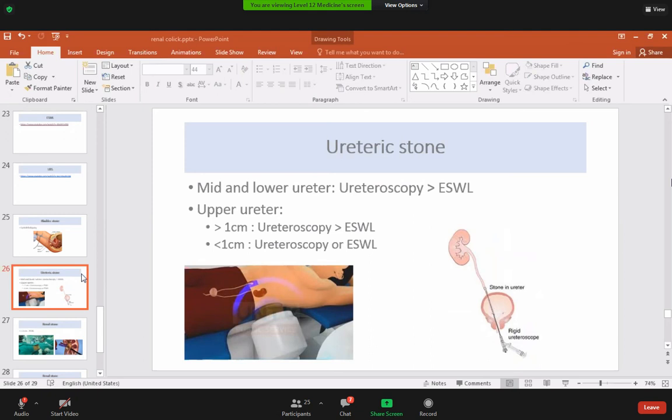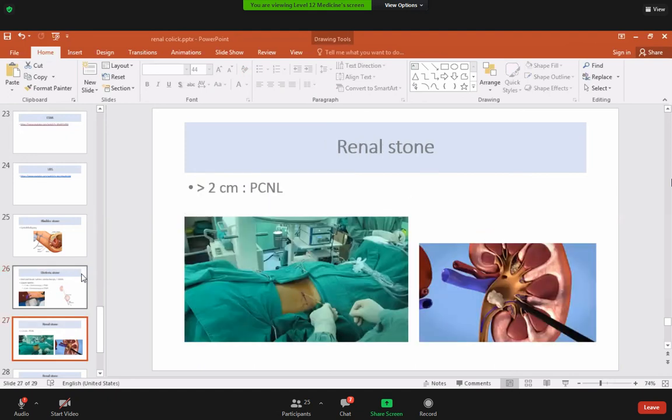But if the patient is not passing the stone per urethra and is complaining of pain, but the stone is small, less than 1 centimeter, then you can go for either ESWL or ureteroscopy. Both have good results in these patients. Now, this was the situation when the stone size was up to 2 centimeters or less. We offer ESWL, we offer ureteroscopy.